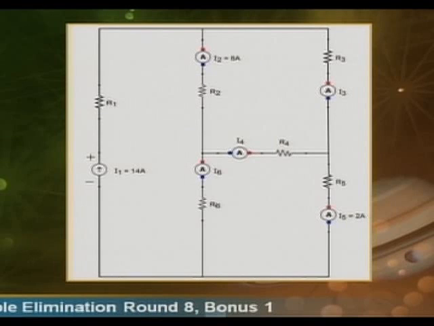Your bonus question is visual in physics, short answer. There's a DC power source on the left of the diagram at I1. Given that the ammeters at I2 and I5 read 8 and 2 amperes respectively, what are the currents in amperes that are registered on I3, I4, and I6 respectively?